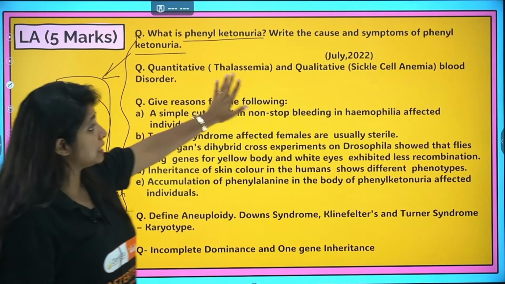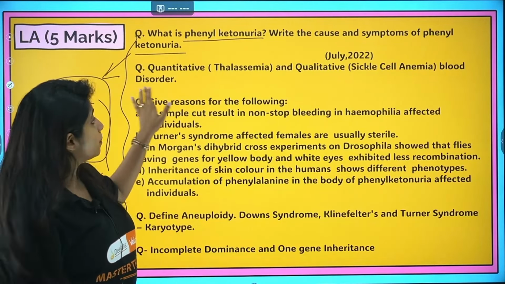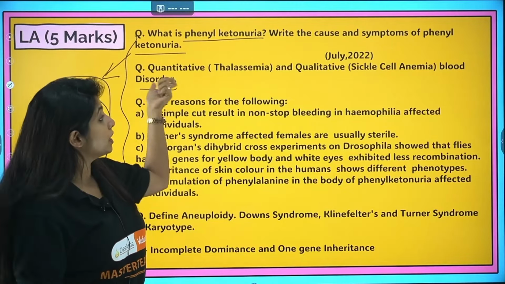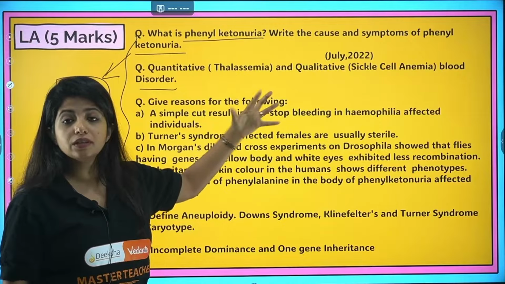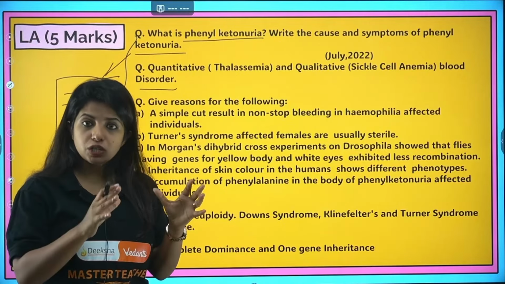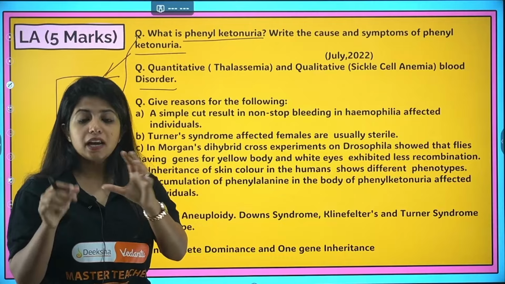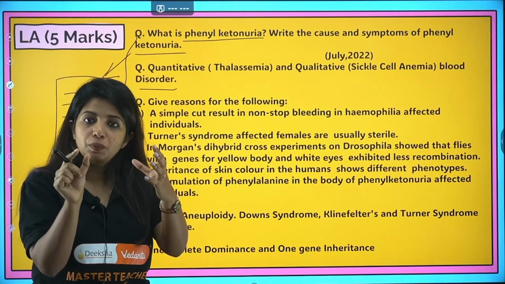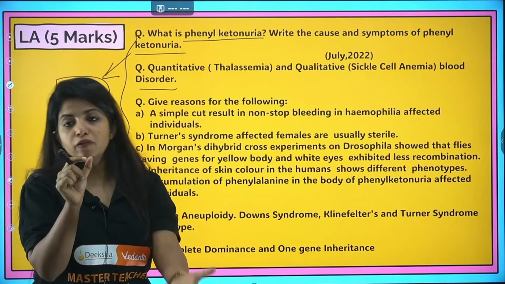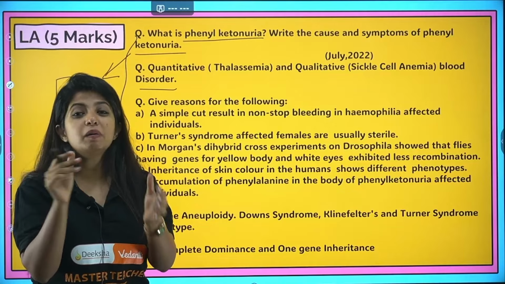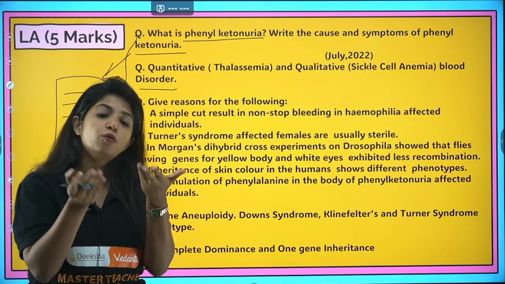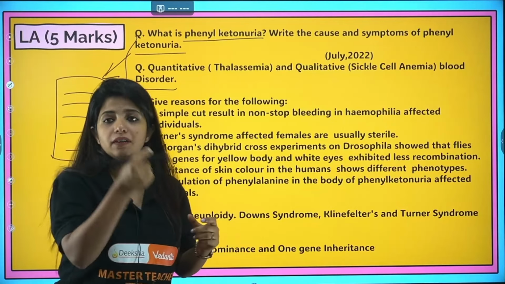Now, quantitative thalassemia and qualitative sickle cell anemia, the blood disorder, you should give the difference between both of them. So, quantitative one is thalassemia. Over here the genes would be affected. Since there are many genes, if a particular gene is affected, the other genes can contribute to it. Still, hemoglobin will be formed, but the quantity of it will be reduced. Suppose all the genes are mutated, in that sense, it won't be produced at all. So, it's a quantitative disorder.